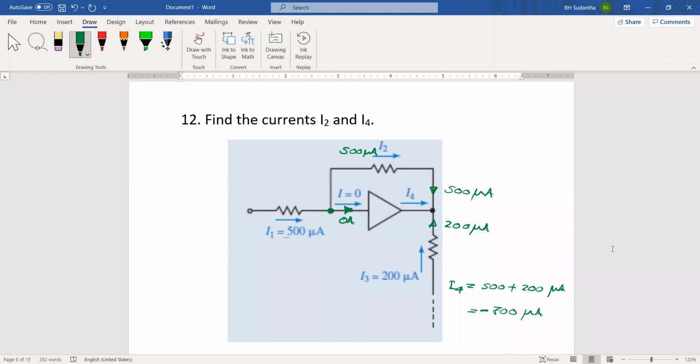Then it's coming down towards this node. It's 500 microampere. And at the same time, this I3 current is coming upward. Then when you consider this node, these top and bottom two currents get added to a single current, and it should go this way. But we marked this one differently. That's why we put minus here.